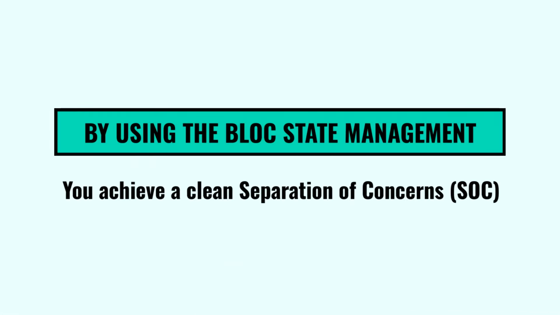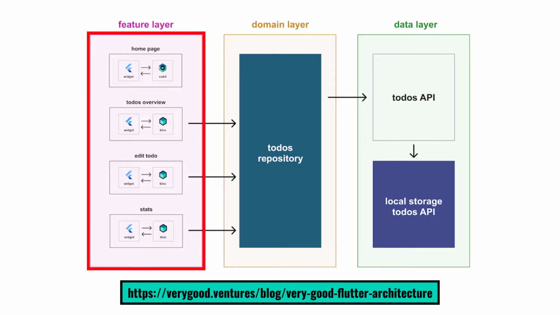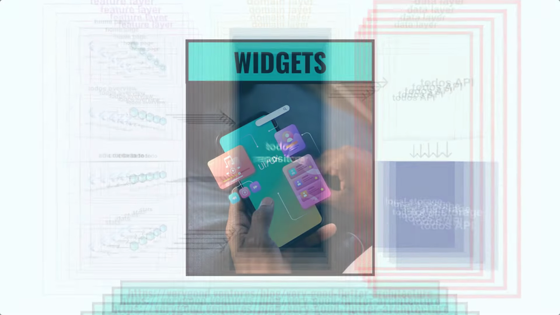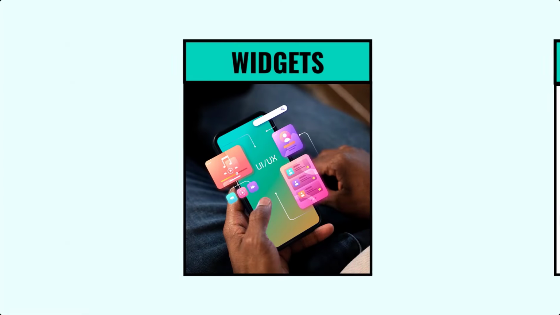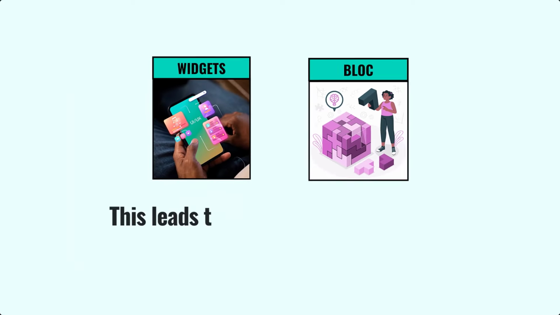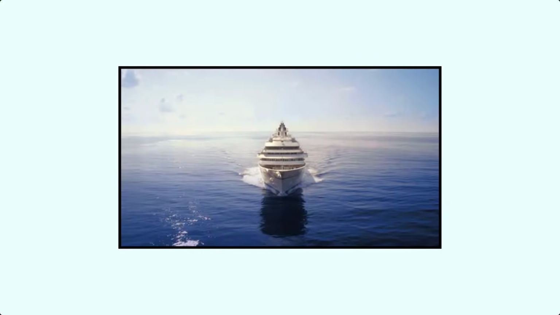By using Bloc, you achieve a clean separation of concerns, which means that your app is neatly organized and different parts of your app like UI and business logic are kept separately. In other words, widgets focus on presentation while Bloc handles the business logic and state updates. This leads to a more maintainable and organized code base. So, without further ado, let's delve deeper into how Bloc functions.